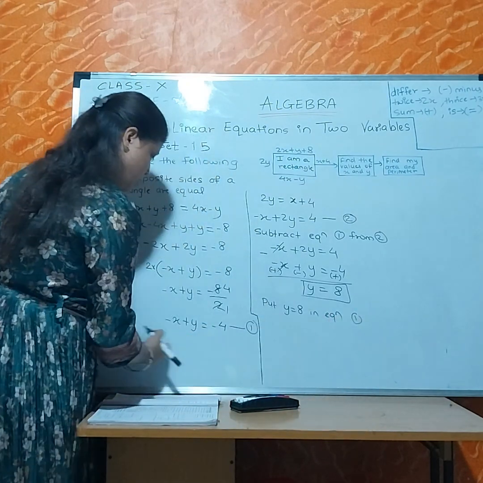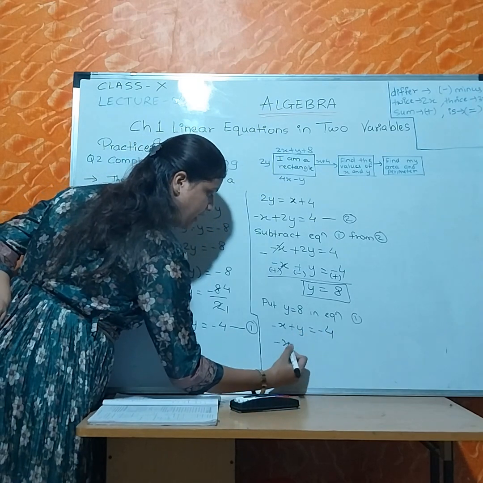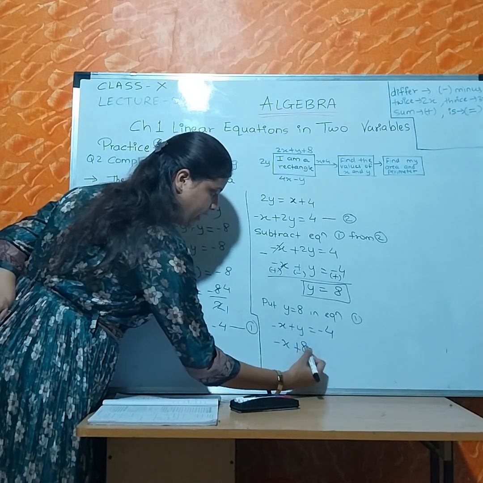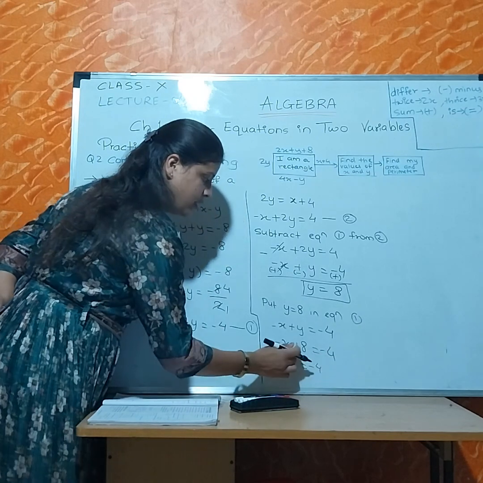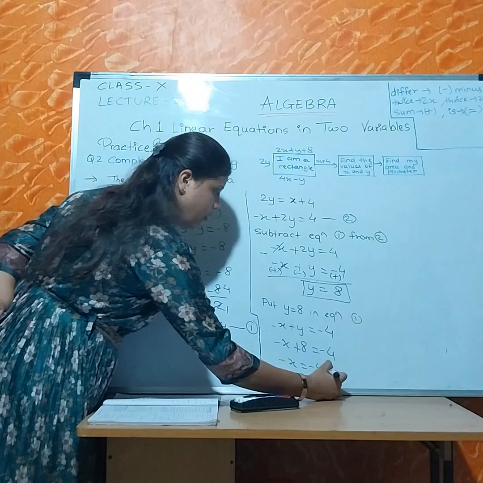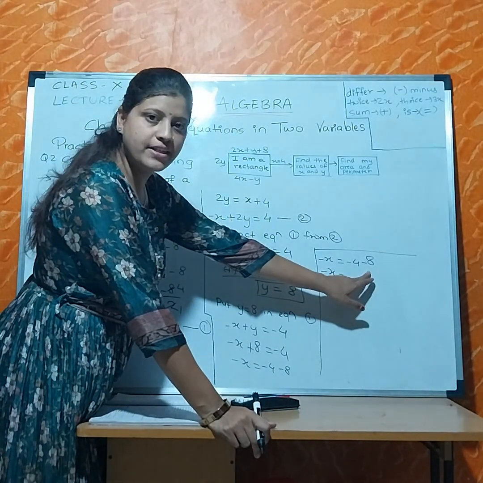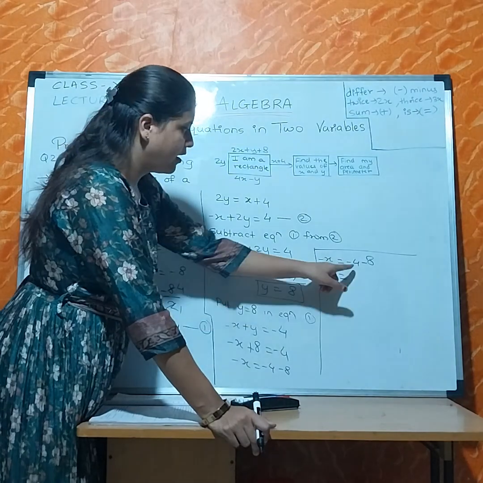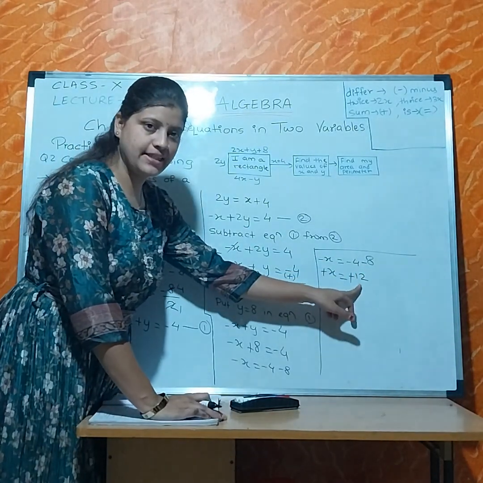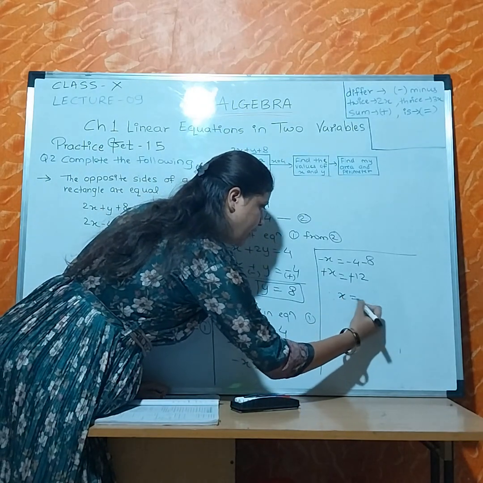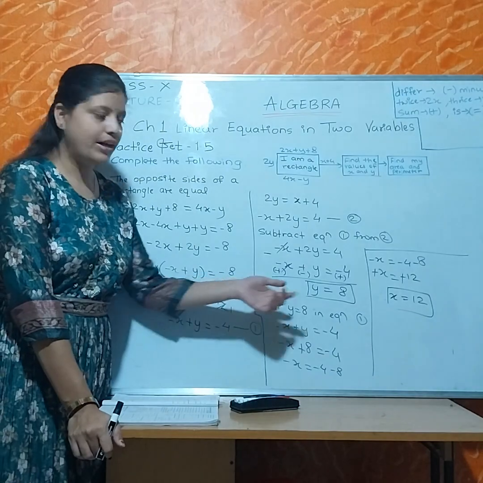equation number 1. So minus x plus y is equal to minus 4. Minus x plus, what is the value of y? 8, is equal to minus 4. Minus x is equal to minus 4. This plus 8, there it will go minus 8. Now here minus minus, plus 8 plus 4, 12. Greater number sign, negative. So minus 12. This minus minus gets cancelled. So what is the value of x? X is 12. We have got the values of x and y.